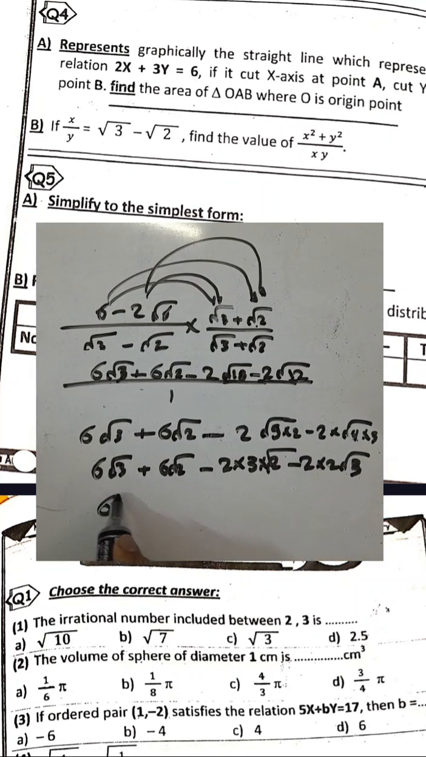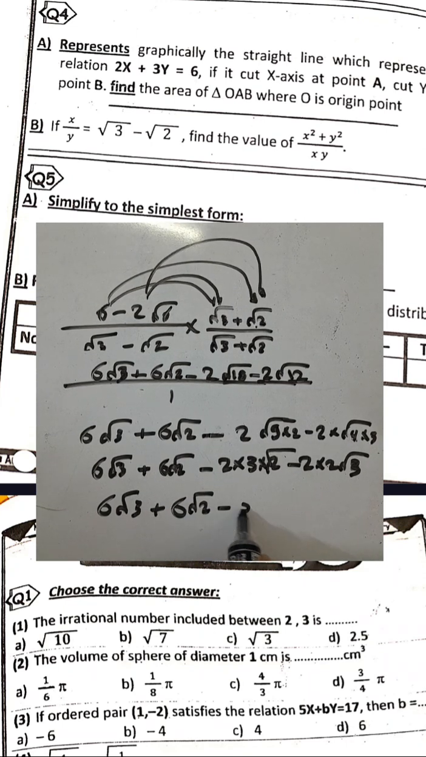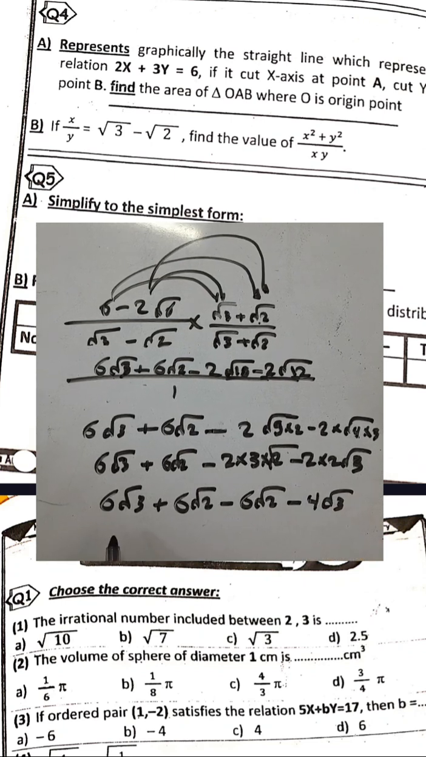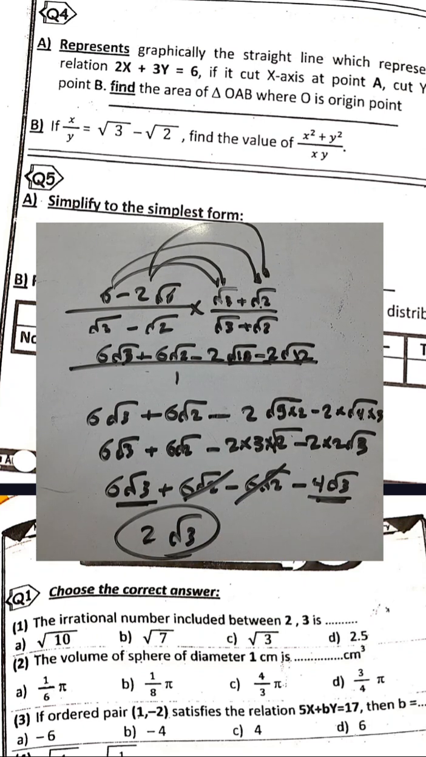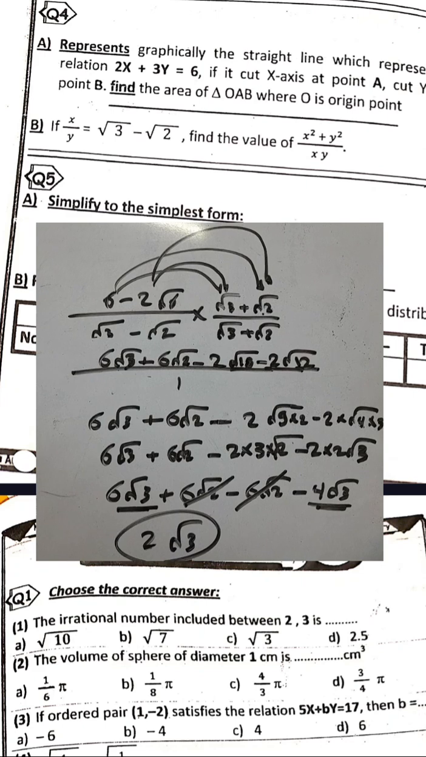And then write 6 root 3 again, plus 6 root 2 again, subtract 6 root 2, subtract 4 root 3. Then 6 root 3, we have here negative 4 root 3. We can add them. The result will be 2 root 3. And 6 root 2 with negative 6 root 2, the result will be 0. It's the simplest. The result will be 2 root 3. Understood the steps?